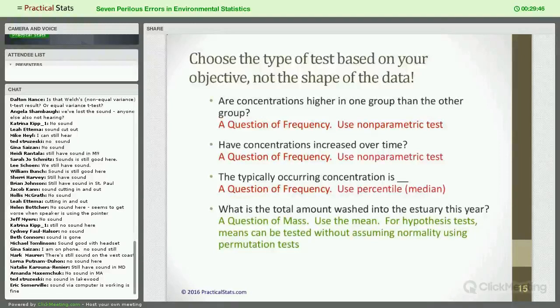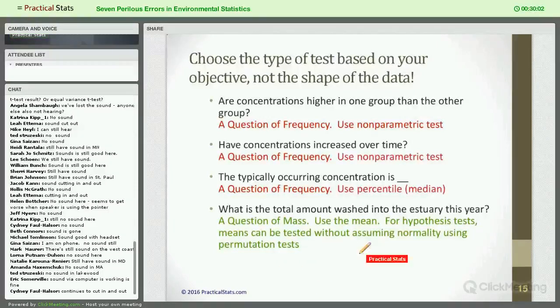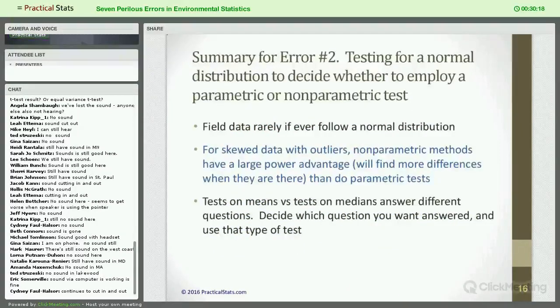Are concentrations increasing over time? That's a frequency question. Are higher concentrations more frequently occurring now than they did 20 years ago? So that's a frequency question. Use a non-parametric test to test for it. If you have total amounts you're interested in, how much has been washed down into the estuary over the year, that's a question of mass, and you want to deal with means. And if you're testing in that situation, test for means without assuming normality using permutation tests.